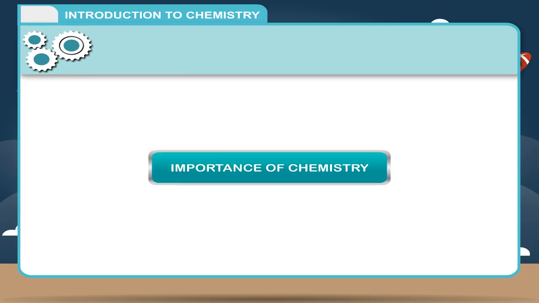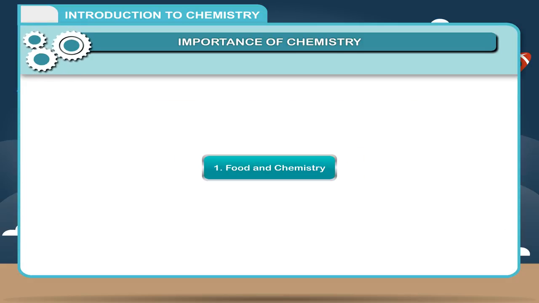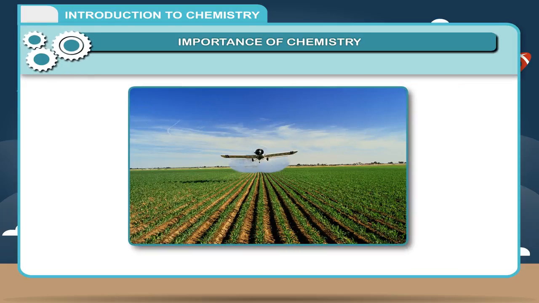Importance of chemistry. Chemistry plays an important role in everyday life and helps to fulfill man's basic needs. Some major fields in which chemistry has contributed are: 1. Food and chemistry. Good yield of crops is possible only due to back-breaking labor of farmers who use fertilizers that are chemicals. Also, timely spraying of insecticides and pesticides saves the crop.